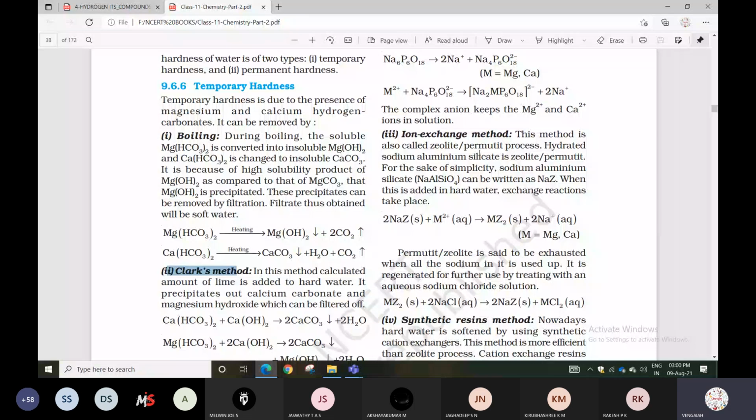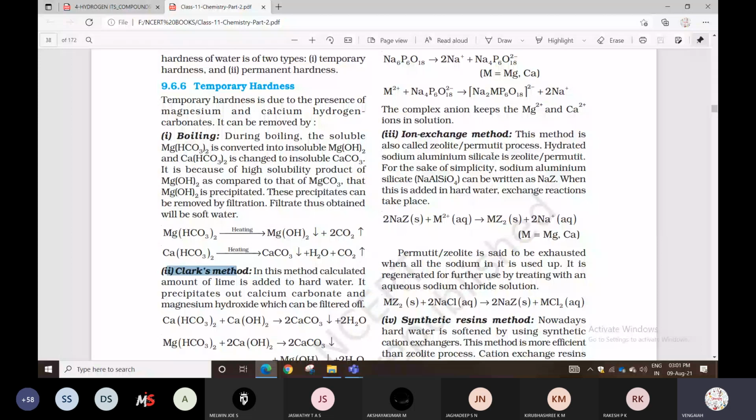So it can be written as NaZ. Z is zeolite. It's nothing but zeolite. So the formula is also given. It is nothing but aluminum silicates, AlSiO4. When this is added to water, exchange reactions take place. Just exchange. You know displacement reactions, single displacement, double displacement, same type. So the ions are going to be exchanged.